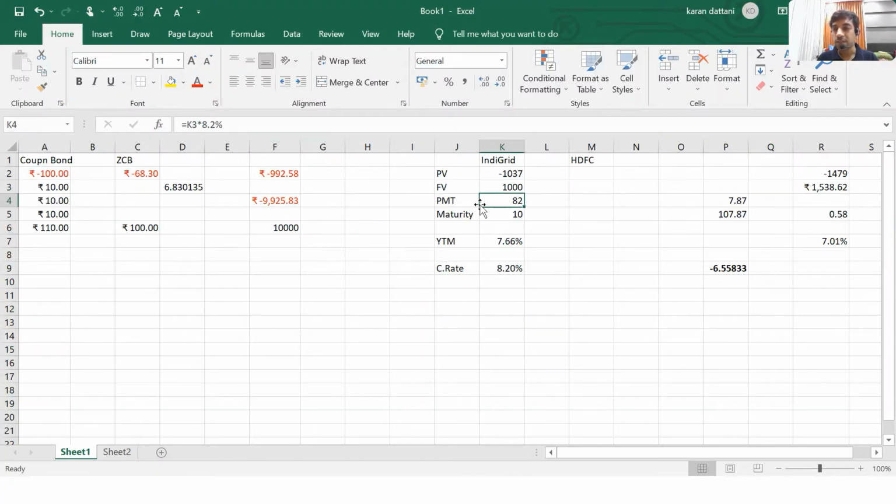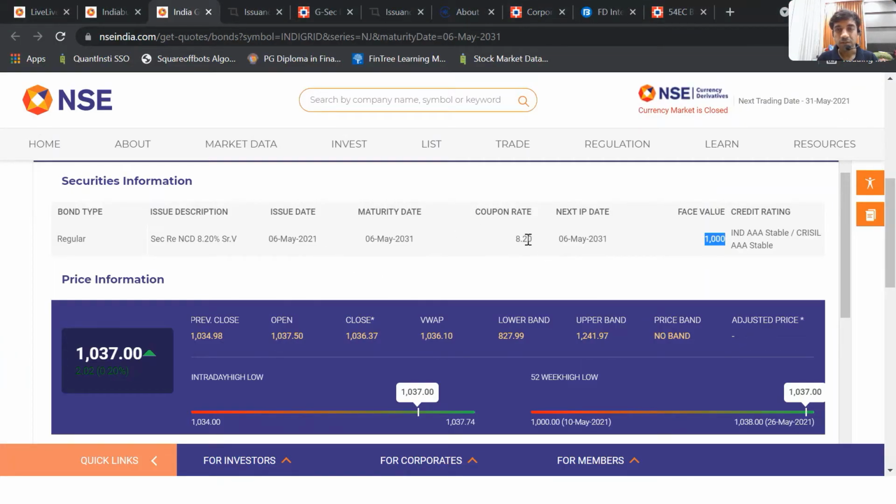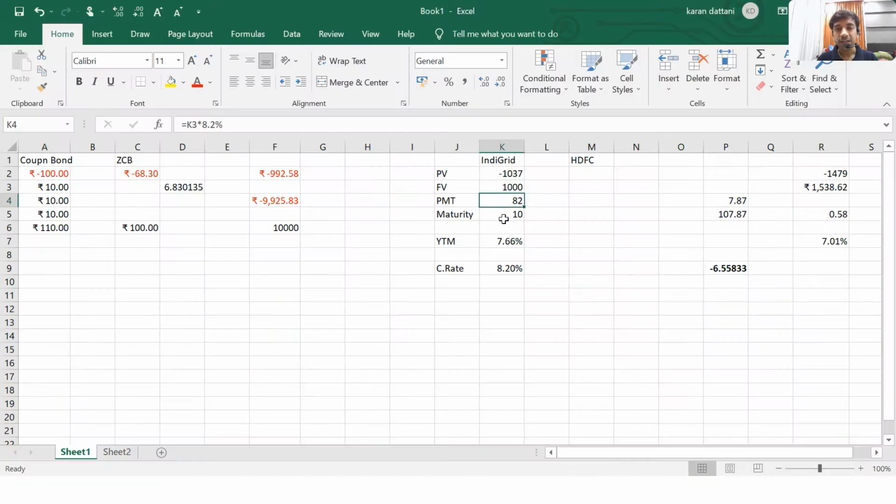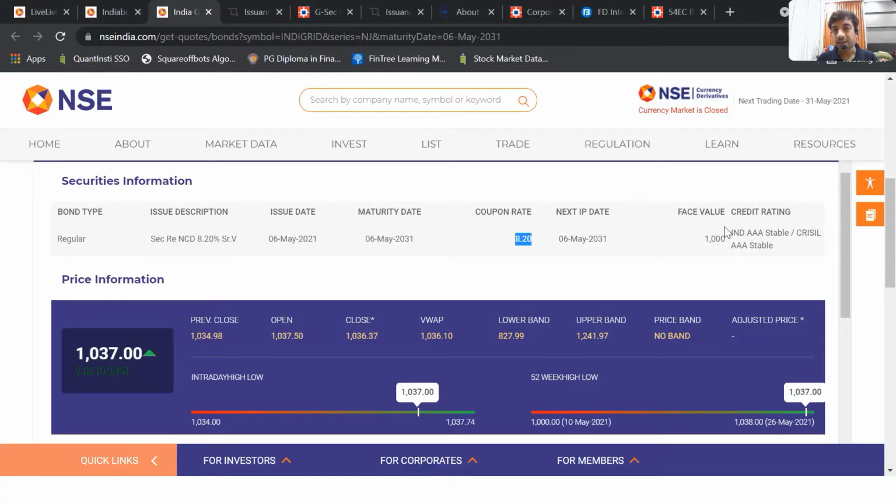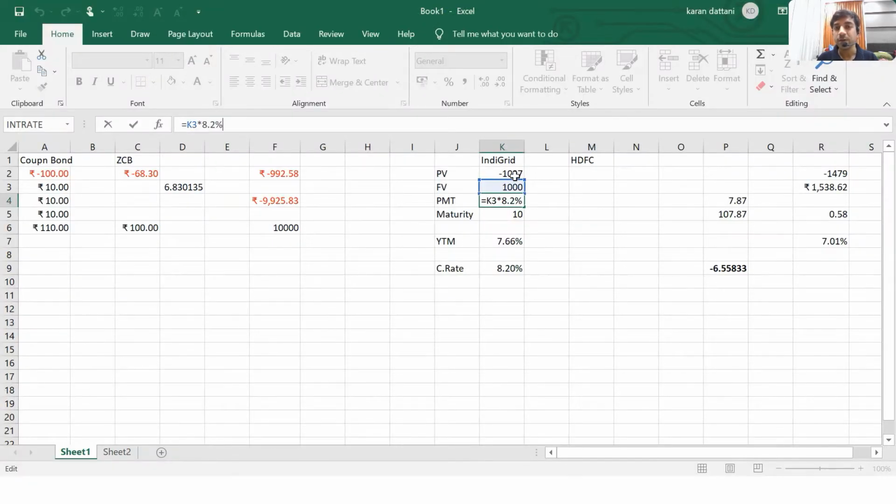Payment is the coupon that you'd be getting on the bond. Since coupon rate is 8.2%, I multiplied 8.2 into 1000 into coupon. So this coupon you always get on the face value. You never get it on the current market price. All right. So coupon is always on face value. You won't be getting 8.2% of 1037. You'll be getting 8.2% of 1000.